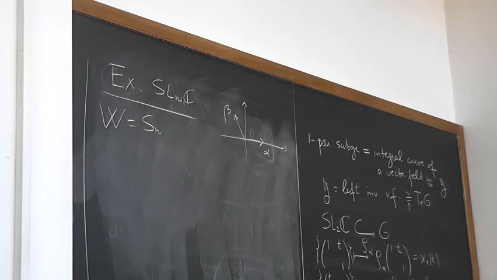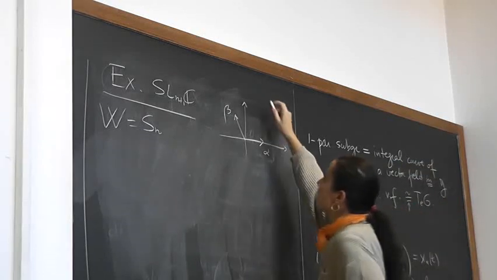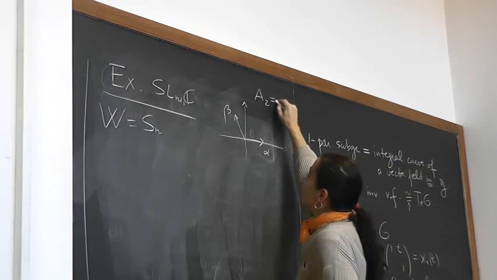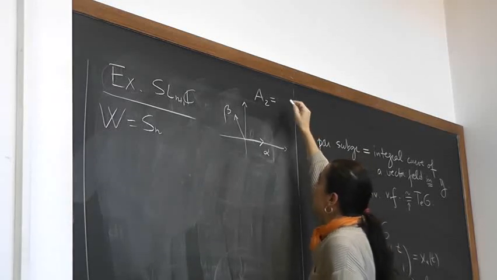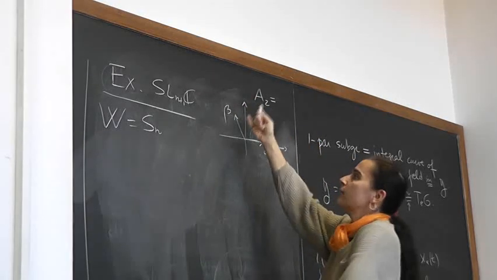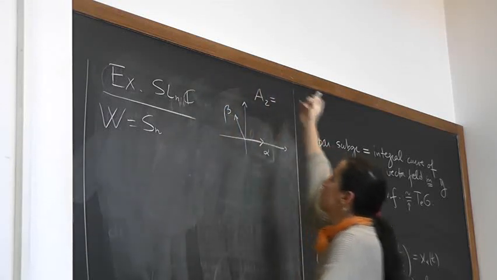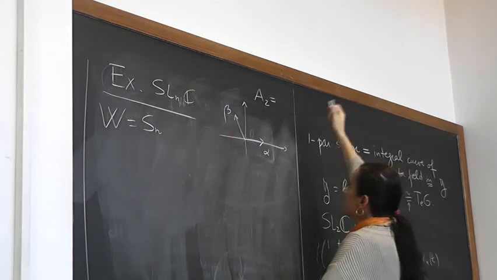Yes, this is right. So, this is the picture of A2. No, I'm making a mistake on the index, right? Yes, it's all right. What can I do? N is the same. I don't remember. How can I remember these silly things?